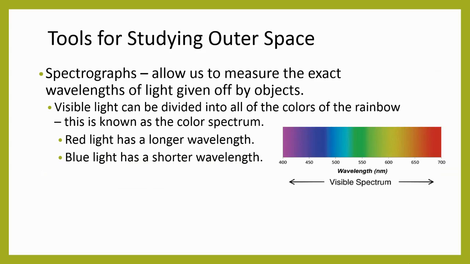The other type of instrument we have is spectrographs. These allow us to measure the exact wavelengths of light given off by objects. So visible light can be divided into all the different colors of the rainbow. This is known as the color spectrum. And on the low wavelength side, or the short wavelength side, is blue light. And going all the way up to the other end on the high wavelength side is red light. So we can divide all light that we have into the different colors of the rainbow.